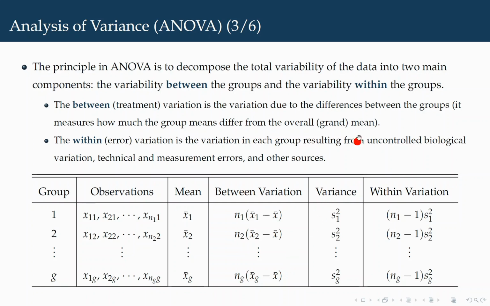And coming to the within variation, we need to consider the variance. The variance of the first group is S1 square. This represents the within variation of group 1. The variance of the second group is S2 square. This represents the within variation of the second group. And the variance of the G group is SG square, which represents the within variation of the G group. So these are between variations, and these are within variances.